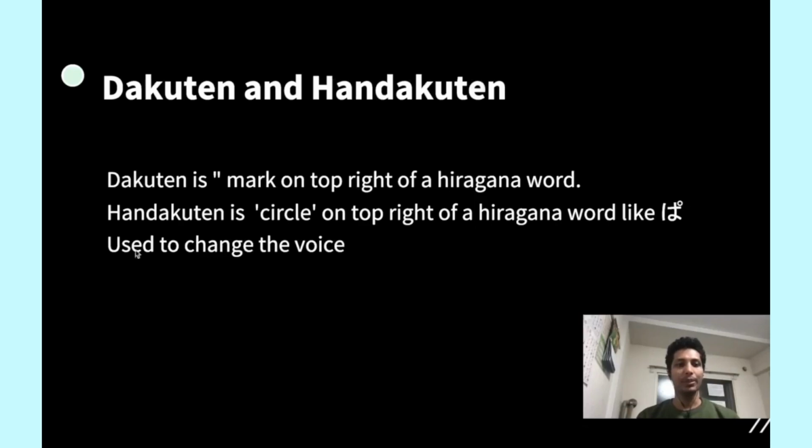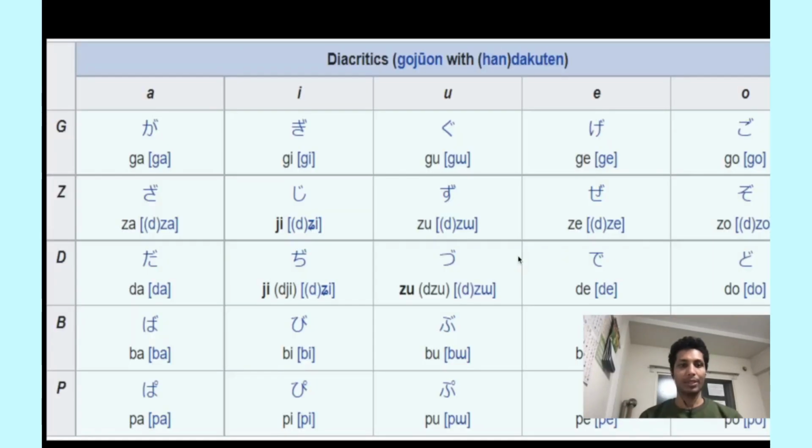So why do we use these things? To change the voice, to change the pronunciation, because you have seen in the hiragana writing system, very few voices we can pronounce. So dakuten and the Han dakuten will help us to change the voice and will expand the domain of the language itself. So let us see more examples.